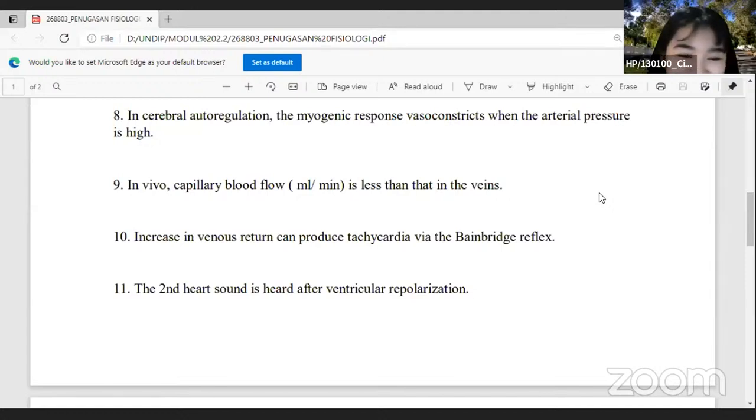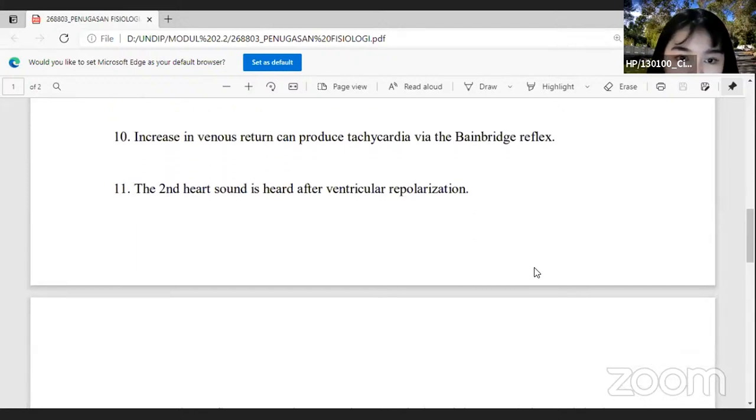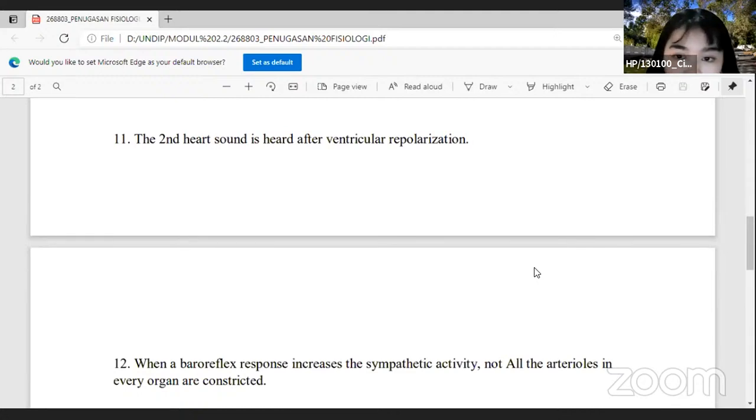Hi, sir. So I'm going to answer number 11. Second heart sound is heard after ventricular repolarization. In my opinion, it is false, because the second sound occurs when semilunar valves close at the beginning of ventricular diastole. The second sound is produced in part by hemodynamic events immediately following closure of the aortic and pulmonic valves. The vibration of the second heart sound occurs at the end of ventricular contraction and identifies the onset of ventricular diastole and the end of mechanical systole. That's from me, sir. In summary, you are saying this sentence is false? False. Okay.